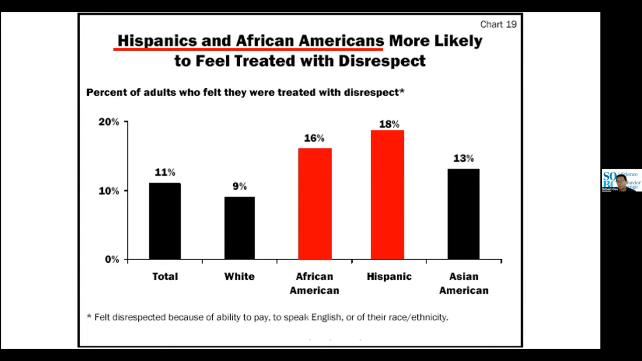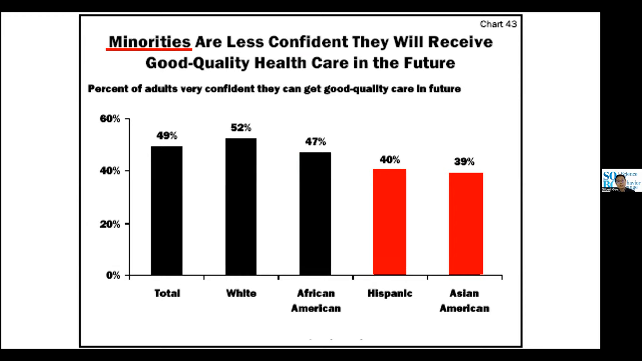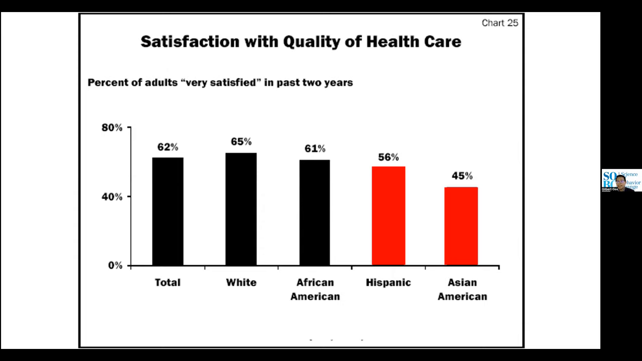Now take a look at this graph where it says minorities are less confident that they will receive good quality of care. What's interesting here, of course, is that Asians and Hispanics are the groups that are the least confident. If we were to use parallel sentence structure, given what we saw before, this title should have said Asian Americans and Hispanics are the least confident. And again, here's a graph on satisfaction with quality of care. The groups, again, that are the least satisfied are Asians and Hispanics, but now there's not even a call out about race.